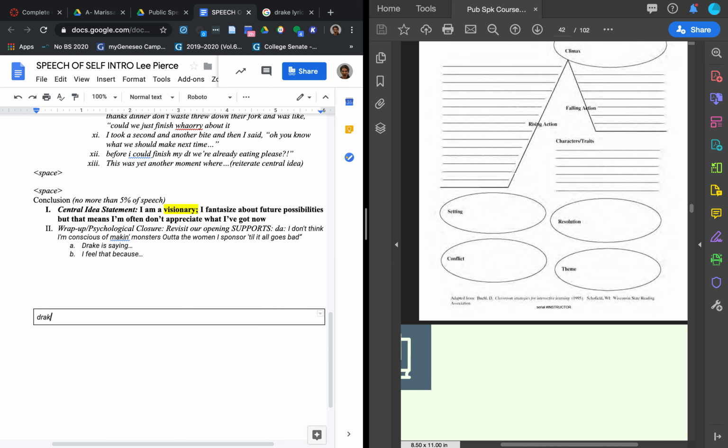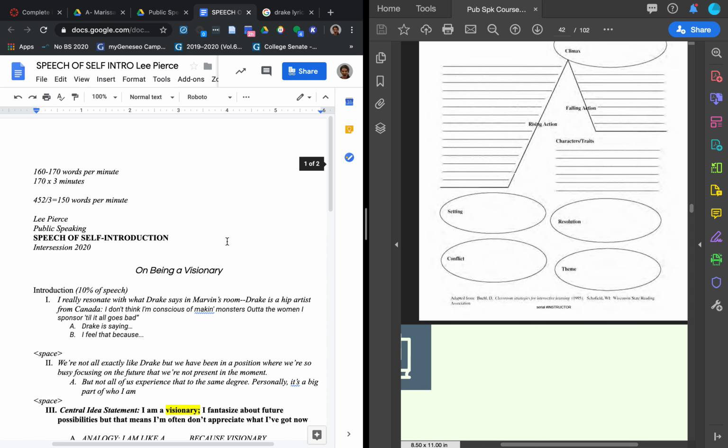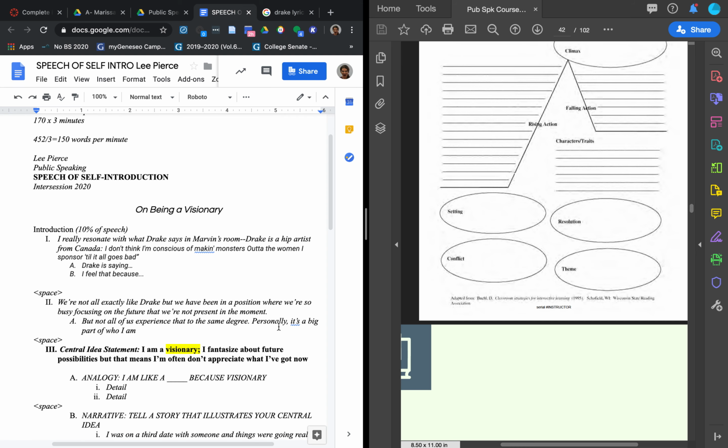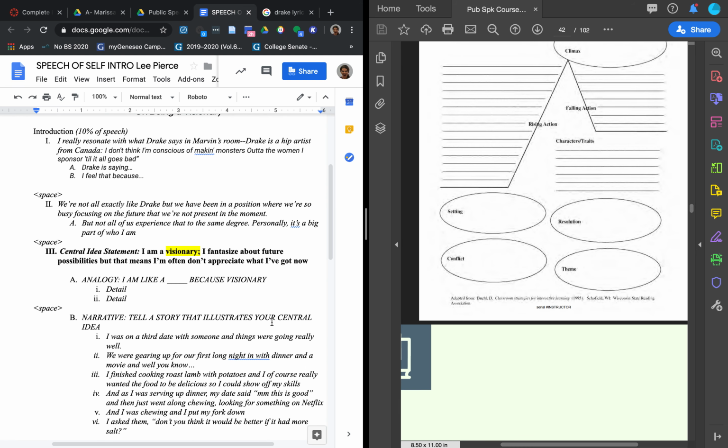So, Drake lyrics. If you can memorize them, because it's way cooler. Like, you're going to commit. You can't stand up there and be like, oh, my favorite rapper Drake says in Marvin's Room, blah, blah, blah. You got to stand up and you got to go, so. One of my favorite all-time songs is Drake, Marvin's Room. And he talks about a lot in that song. It's very confessional, but one of my favorite lyrics is, I don't think I'm conscious of making monsters out of the women that I sponsor until it all goes bad.